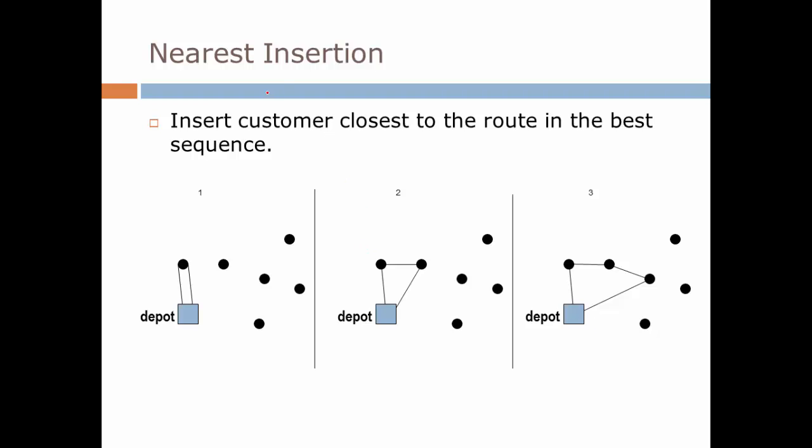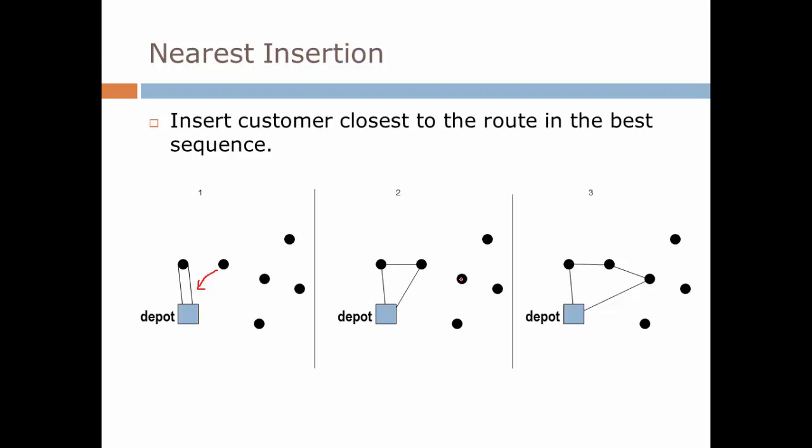On the other hand, in the nearest insertion heuristic, as I said, the idea is to insert the customer that is closest to the route in the best sequence. So we start with the closest customer to the depot, and we insert the closest customer into the route. This one here is the closest customer to this link, and you can see at the second step where we have included this customer into the route.